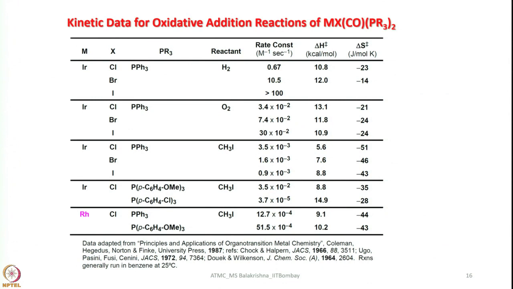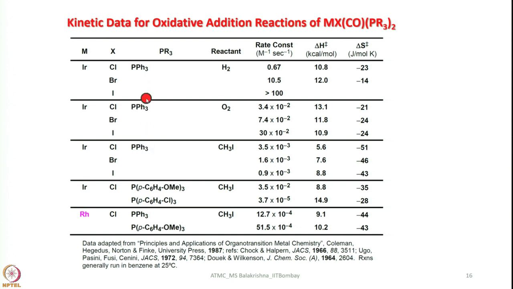Now, let us look into some kinetic data that is obtained from studies that I have mentioned here, and just look into the type of ligands we have and type of reagents, and also what kind of rate we are seeing and what is happening to delta H and delta S. These are very, very important, and especially when we are considering electrophilic reagents or non-electrophilic reagents. In one such example, I am going to show you in one of my lectures. Now, let us consider here reactant is H2, and in this case O2, and in this case methyl iodide, and in all these cases methyl iodide, and also you can see phosphines have been changed here.